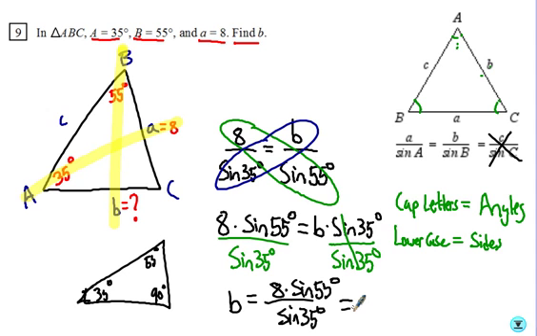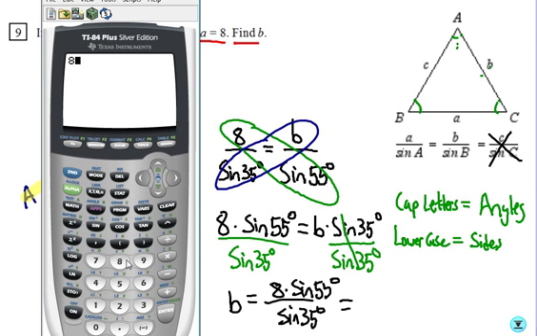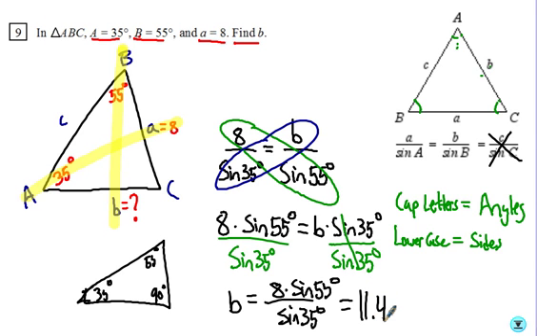At this point we've done as much as we can by hand, so we'll go ahead and put it into the calculator. We'll do 8 times sine of 55, divided by sine of 35. And so we get approximately 11.4. We don't have any units on this, so I'll just say meters by default. We want to make sure that answer is reasonable. So if this side is 8, could this side be 11? Sure, that's a reasonable answer.